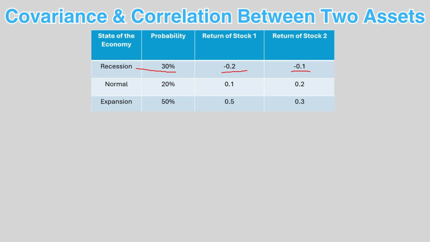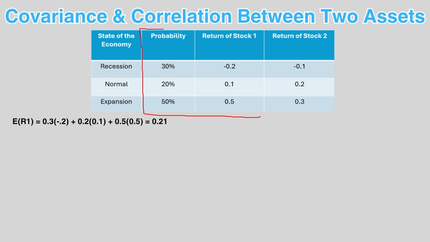So now from this information, we're going to calculate covariance and correlation. The first thing we're going to do is calculate each of the stock's expected returns. So let's do stock 1 first. We're going to be looking at this information here. And it's basically just a weighted average. It's fairly simple how we calculate this.